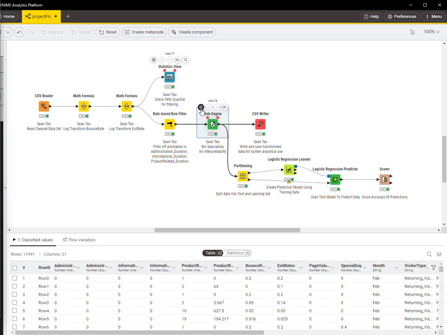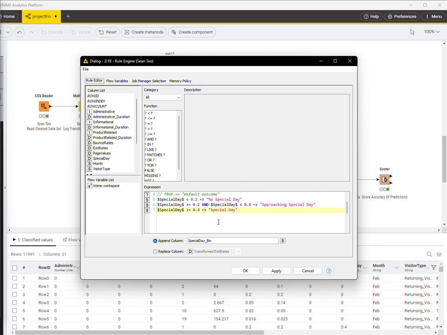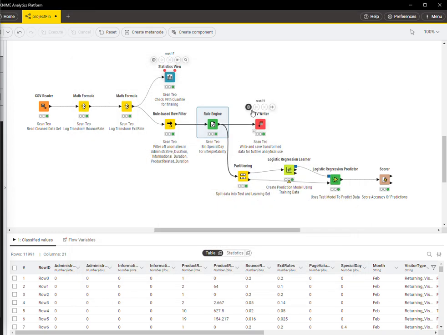I then used the rule engine node to sort the special day variable into three categories: no special day, approaching special day, and special day, as they were in numeric form ranging from 0 to 1, which was hard to interpret. So this will make it more interpretable and easier to analyze, since it will be less skewed. Since there were a lot of zeros in the data set, I would have ended up with a distorted data set if I used it as is. So by doing this, it will give me better statistical analysis and modeling without such skewed numeric data.